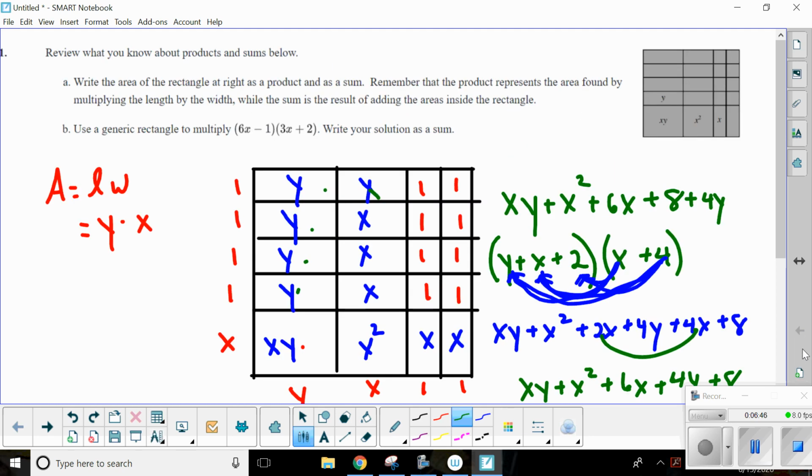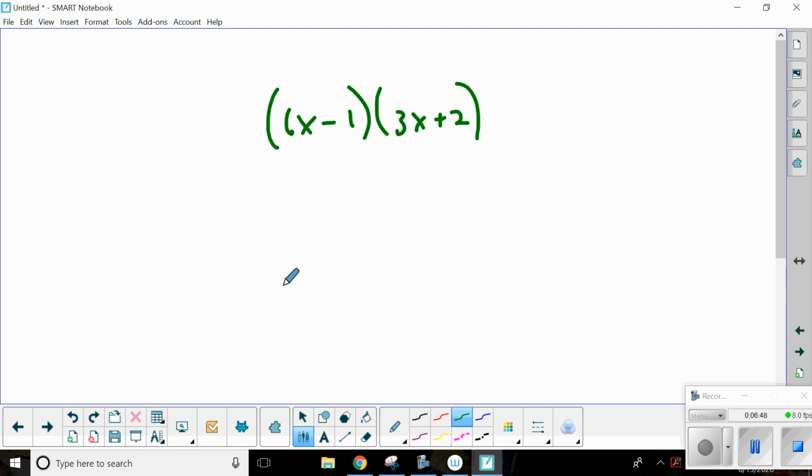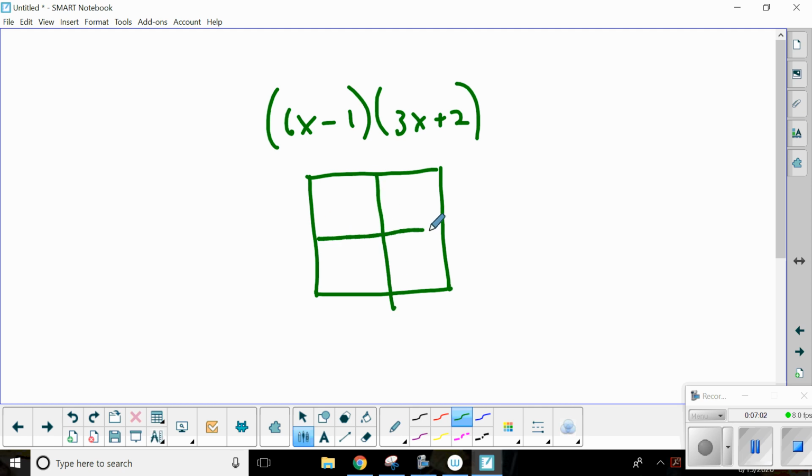6x minus 1, 3x plus 2. Just make sure I've got the right answer here. So I'm going to set up a generic rectangle. And with a generic rectangle, when I have two binomials, I'll have 4 terms. So I set up a 4 square. The second one, the width goes up the side. So I have 3x and a positive 2. And the length goes across the bottom, 6x minus 1.